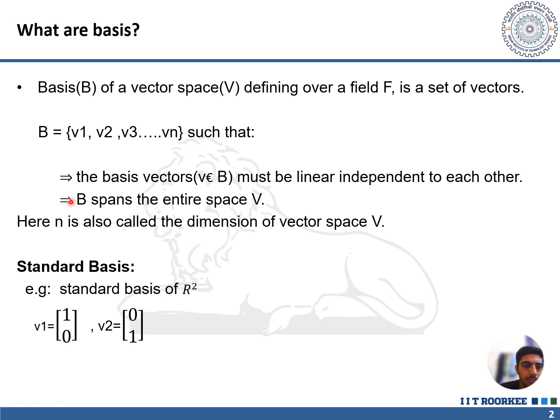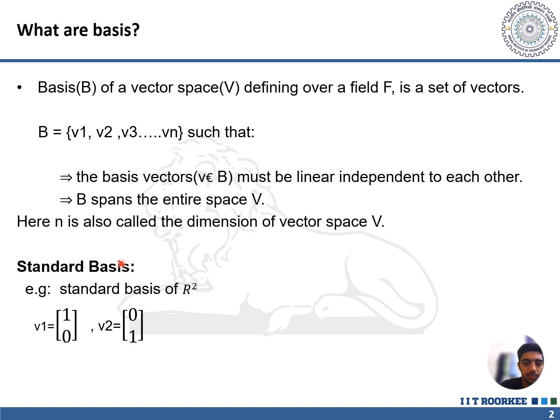So we can also see that the set B is also a spanning set of V. And the number of basis vectors, or the cardinality of this basis set, is also called the dimension of the vector space V. And what are the standard bases?